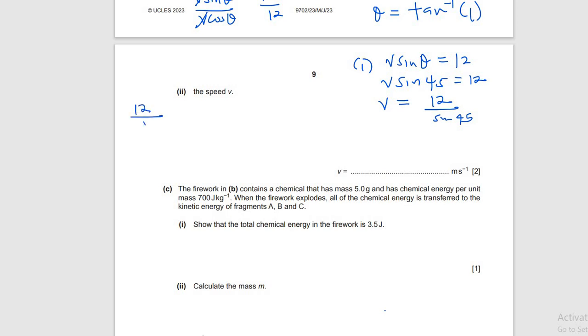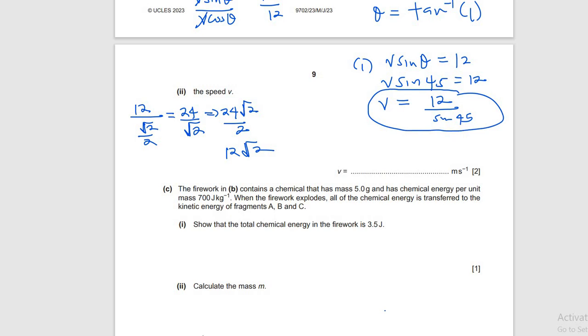Sine 45 is root 2 over 2. That gives us 24 over root 2. When you rationalize, that's 24 root 2 over 2. You don't need this anyway. At the end of the day, we have 12 root 2. If you put this in your calculator straight, you get your answer. So 12 root 2 meters per second, or in decimal, 16.9, which is still the same as 17 meters per second. That's it.